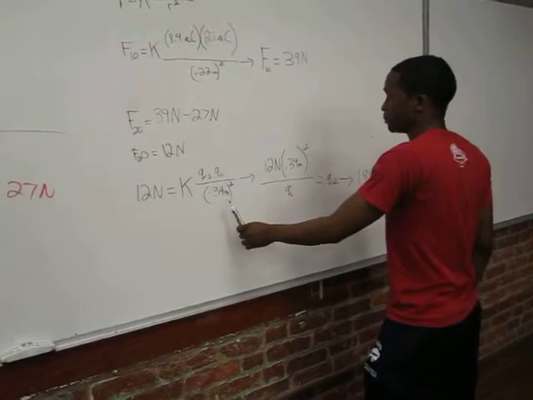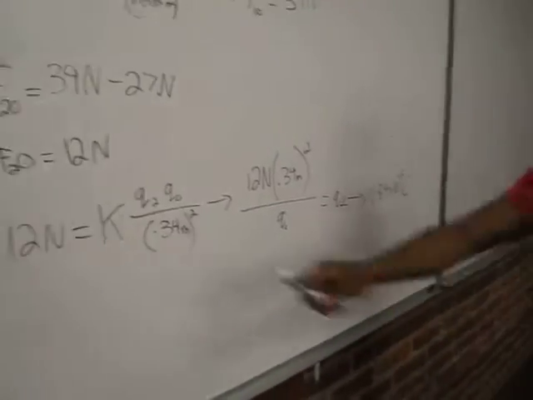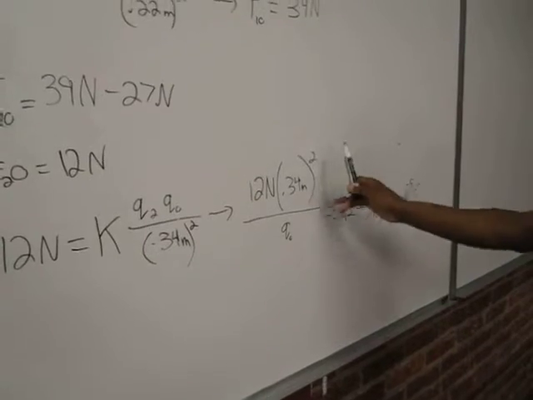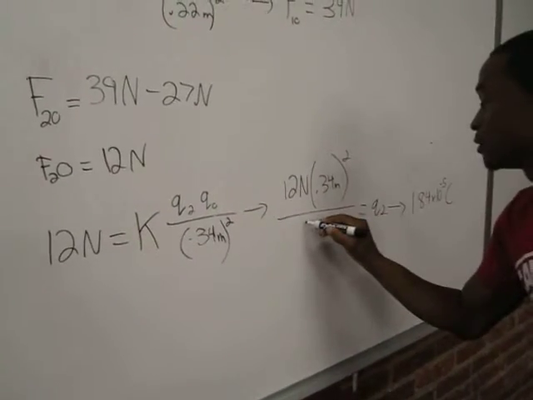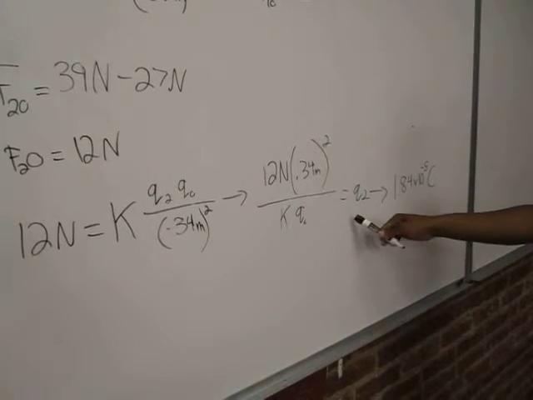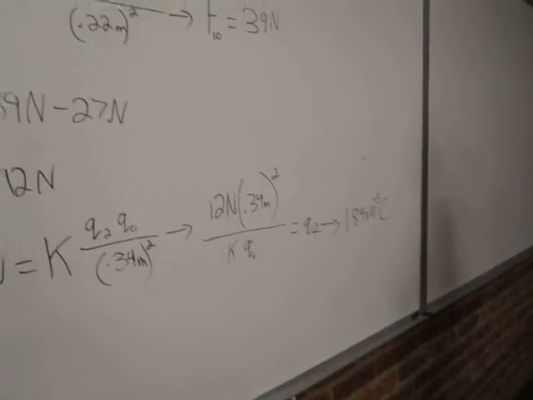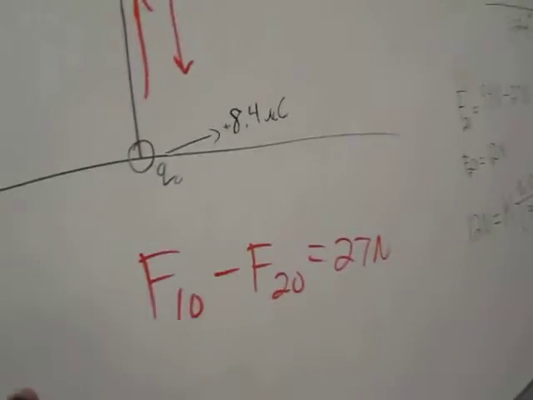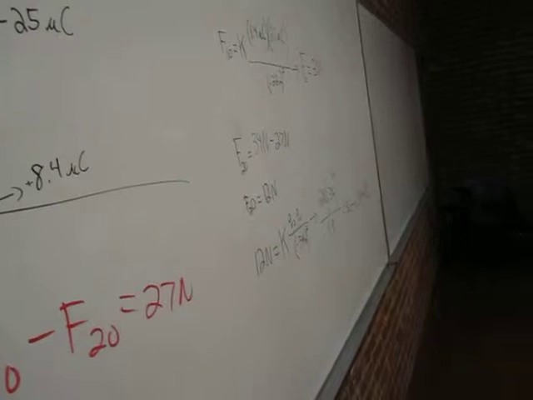You would essentially get 12 newtons, which we saw here, times the distance between them squared, over K times Q naught, which will give you the value of Q2, which I found to be 1.84 times 10 to the negative 5 coulombs.